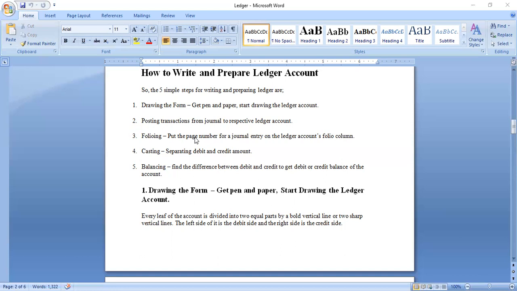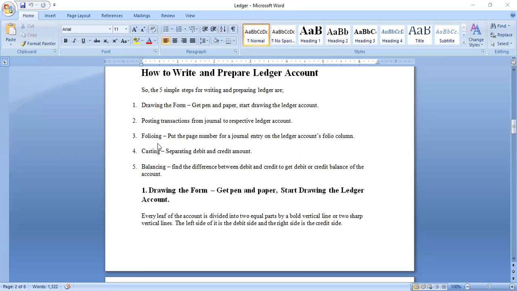First of all, we critically evaluate the transactions and we get the two parties. For example, a businessman invests taka 1 lakh. If we analyze this transaction, we get two items. One item is cash, another item is capital. Obviously, cash is an asset and capital is a liability. So cash is debit, capital is credit. So obviously, we are posting the journal to two books: one is the cash book, another one is the capital book.